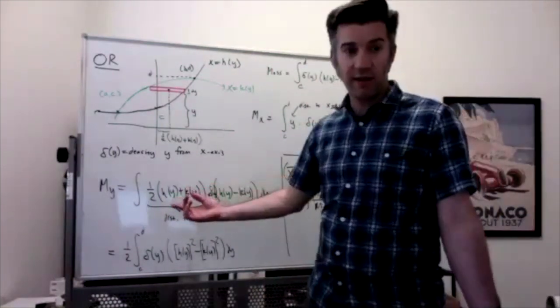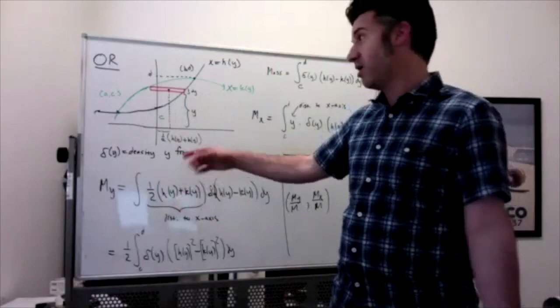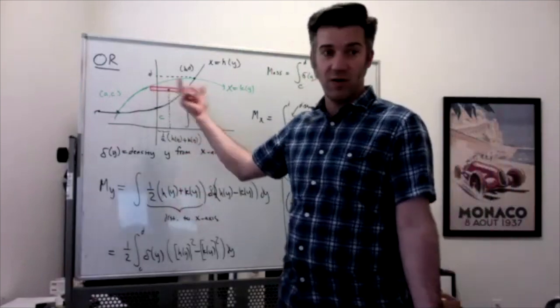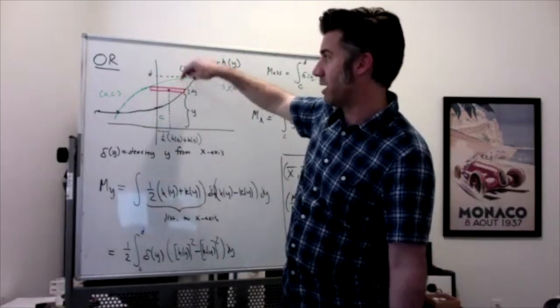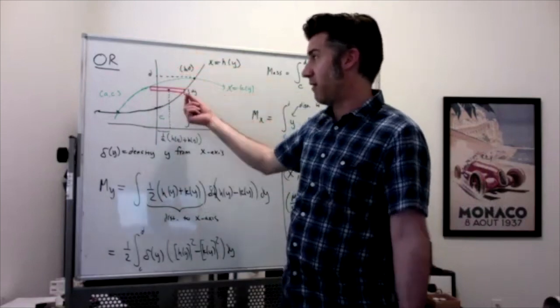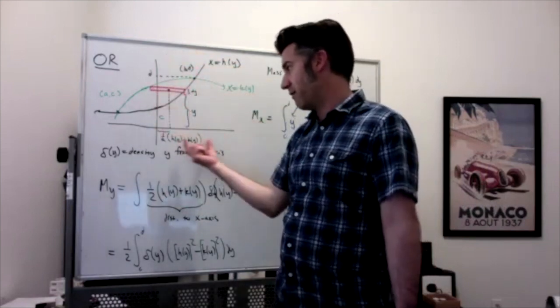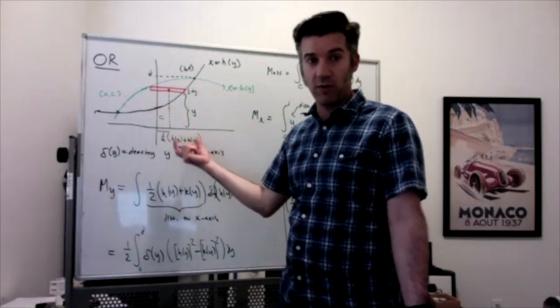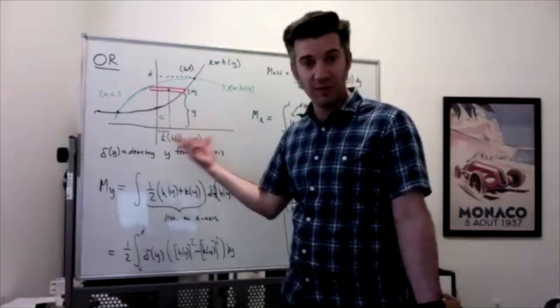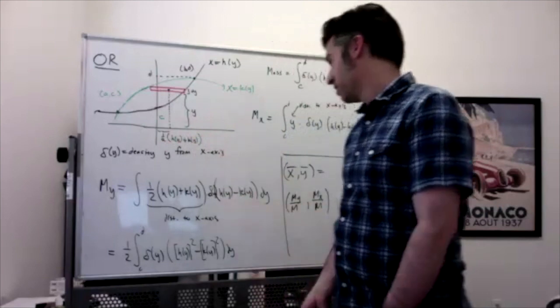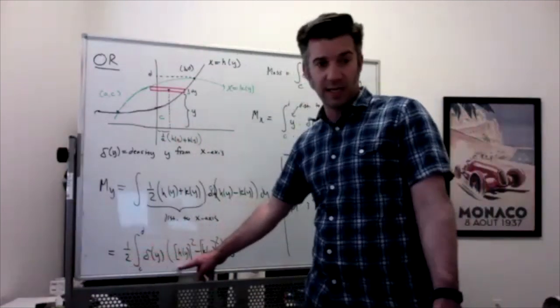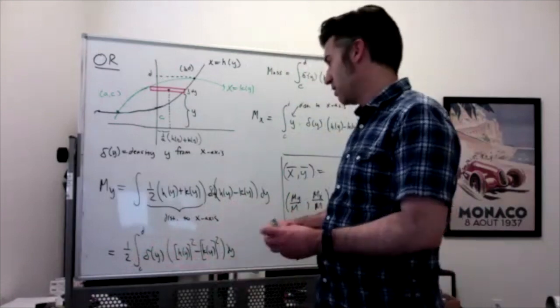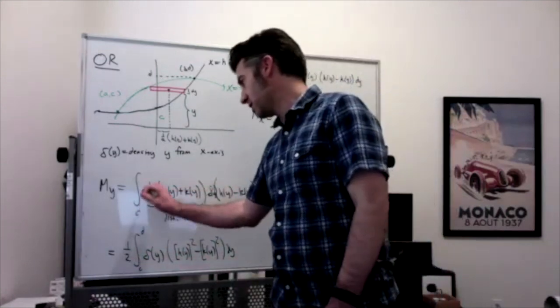But here, the length of the lever arm, like in the other one, this whole thing isn't all the same distance from the y-axis. So we imagine it all centered right there, and we ask how far that point is from the y-axis. It's the average of the function values, 1/2 (h plus k). So we get the same sort of formula: 1/2 times the density times (h squared minus k squared), and it should be from c to d.